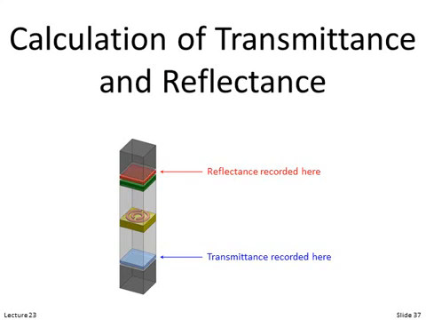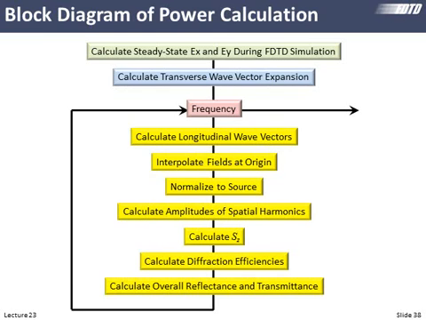Now we need to generalize how we calculate transmittance and reflectance. There's more directions now for our diffraction orders to diffract into. So let's draw a block diagram of how we're calculating things. You'll notice this is not a whole lot different than what we've talked about before.